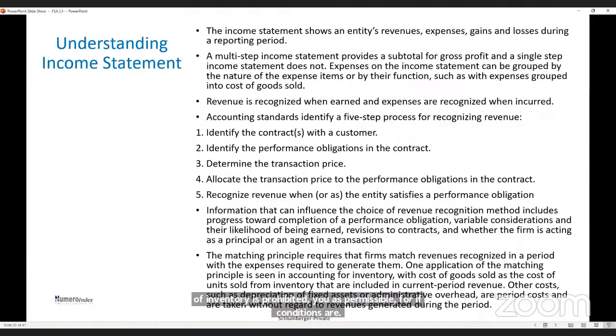Any questions so far? Before I move to income statement, type your questions there. Any questions so far? All right.